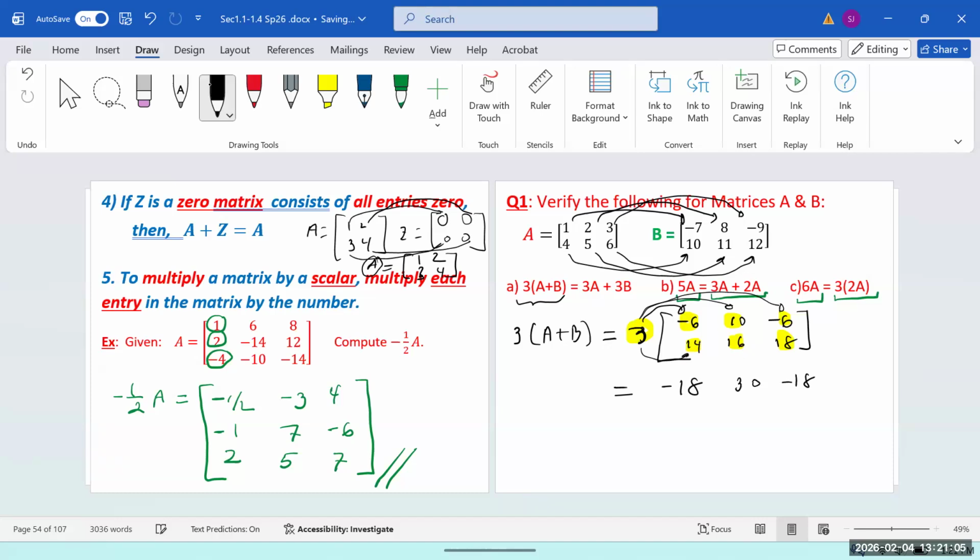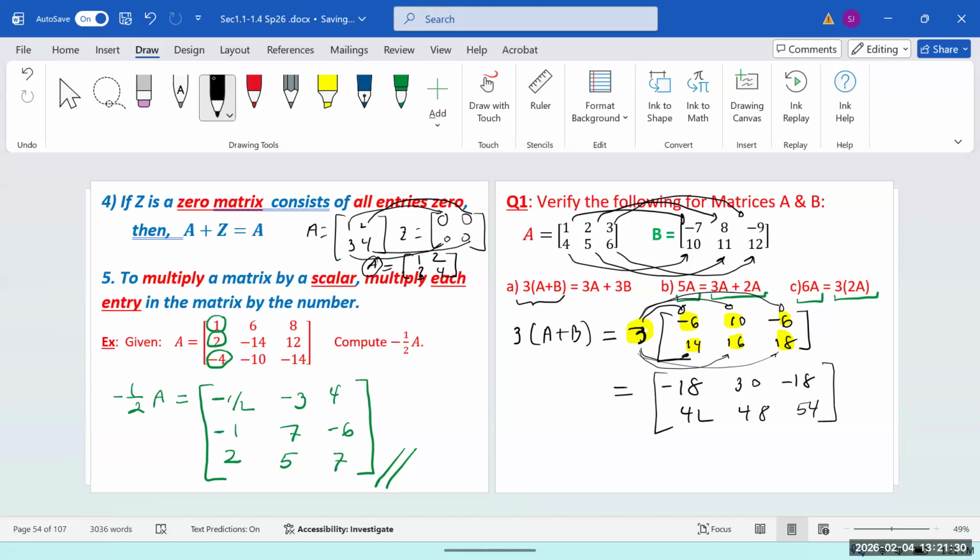Then 42. No, 42. And then 42. 48. And then this one is 54. Perfect. So this is the left side.